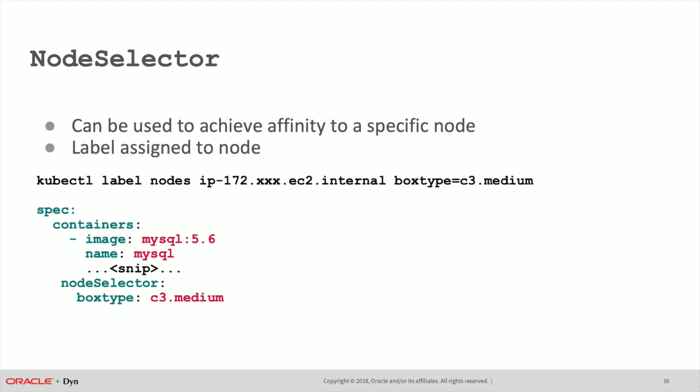This right here talks about the affinity. As I mentioned, you can specify what box type you want something to run on. So the image is MySQL 5.6, and say I want it to run on the box type C3 medium. You would have labeled your nodes earlier. You can label anything in Kubernetes, including the nodes that it's running on. And that's how you would do that.